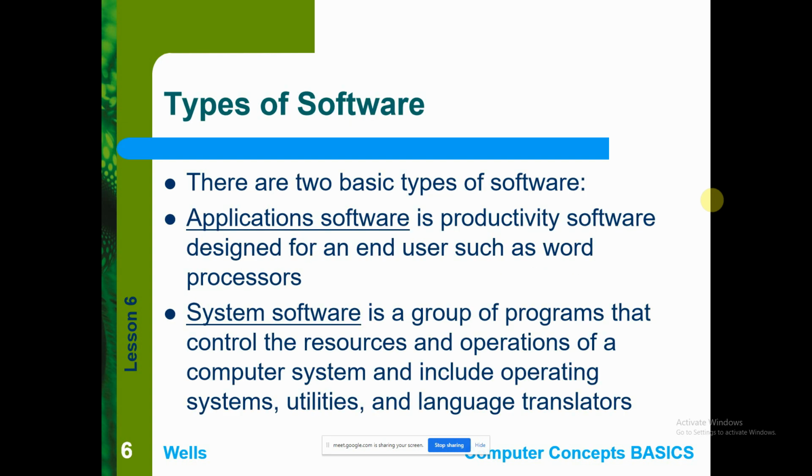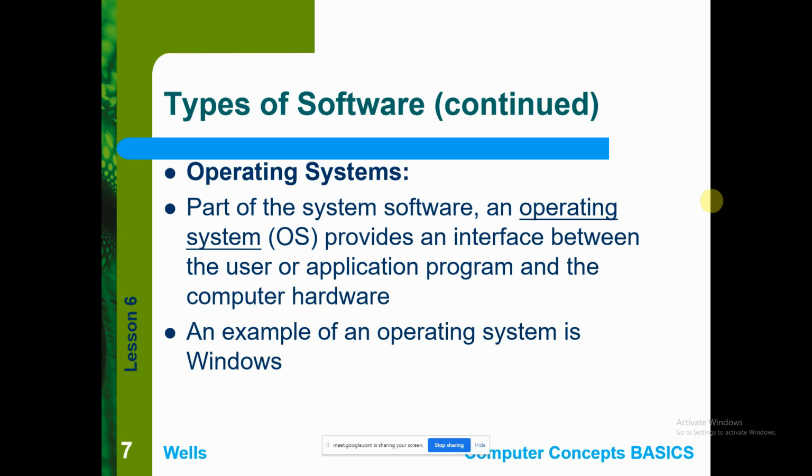So again, for the basic types of software, the application and system software. So for productivity software designed for end users, such as the MS Word, these are the application software. And for the system software, it is used to control the resources and operations of a computer system and include operating systems, utilities and language translators.